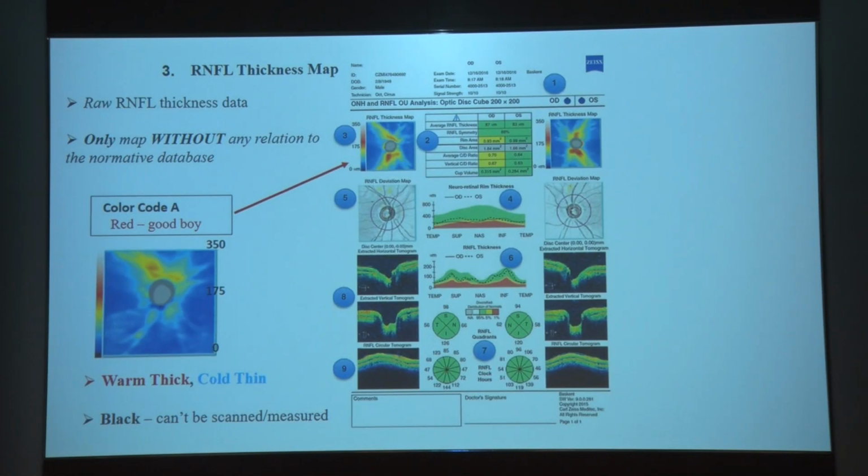Then we come to the raw data. Here, again, there are two trick questions: which is color code A and which is color code B. Time is short, so I'll just come to it. Number three is the only map, the raw data, without any relation to the normative database. So this is color code A. If you remember it, red is a good boy, so warm colors are thick and cold colors are thin. A thick RNFL is good, and a thin RNFL obviously is bad. If a color comes up as black, it means this cannot be scanned. So remember this color code A.